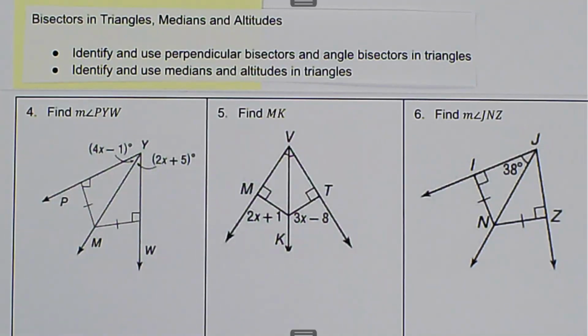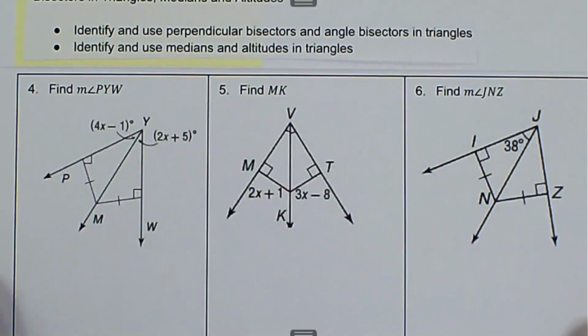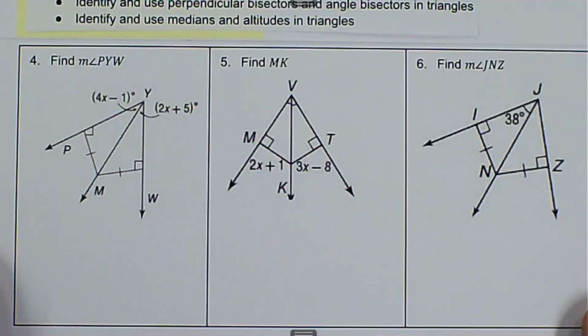We were talking about bisectors and triangles, medians and altitudes. We want to identify and use perpendicular bisectors and angle bisectors and triangles. So here we have 3 examples that we are going to work on.